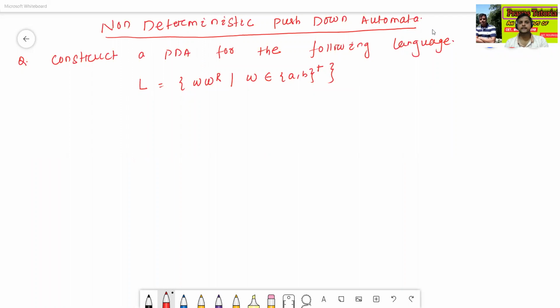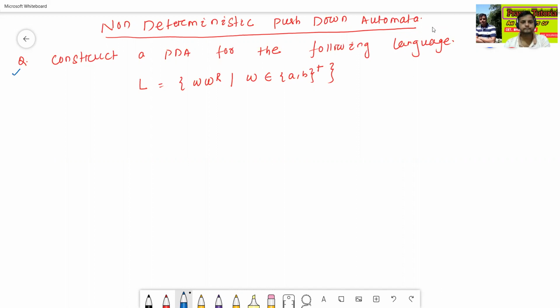In today's class, we will discuss non-deterministic push-down automata and also their construction. Before going to the construction of non-deterministic push-down automata, first we will try to construct the push-down automata for some different types of languages, and later we will try to understand what is the difference between non-deterministic push-down automata and deterministic push-down automata. First we will construct the push-down automata for the given question. Later we will try to understand the meaning of non-deterministic push-down automata.